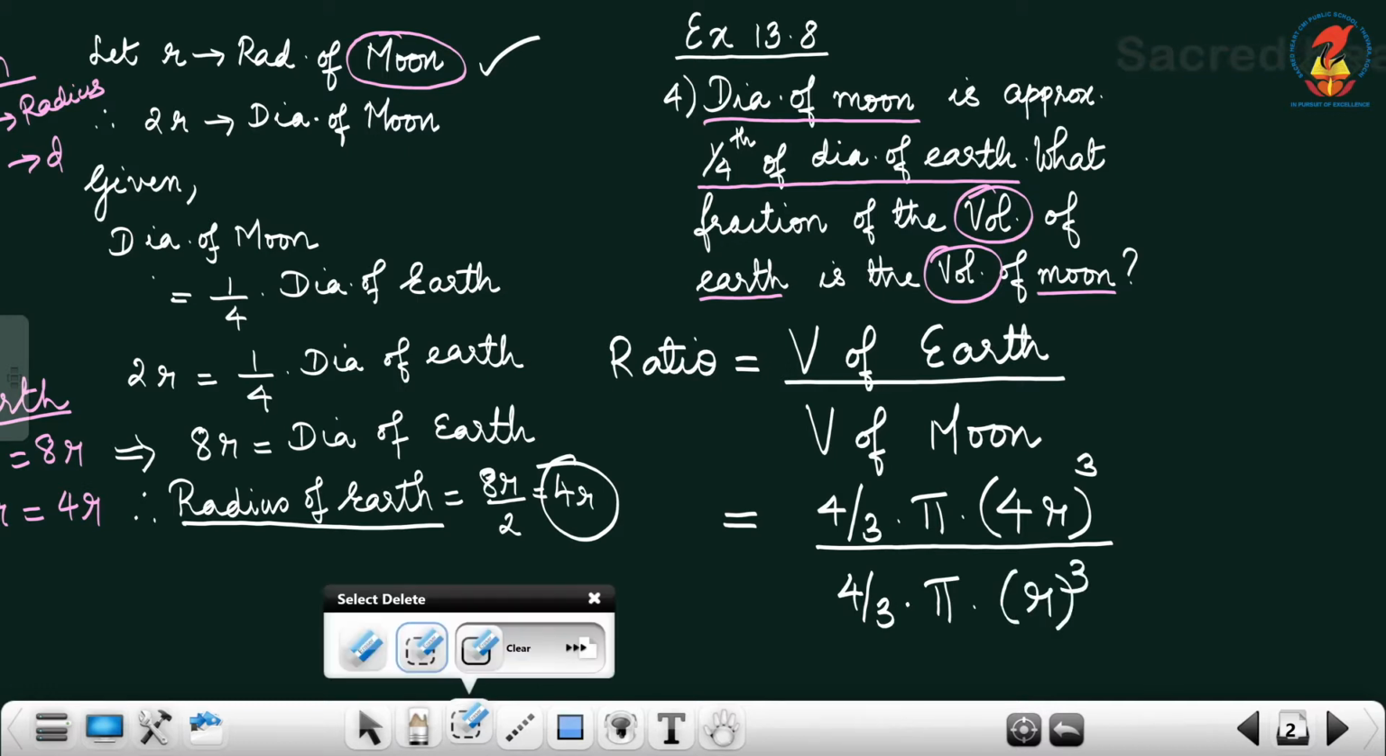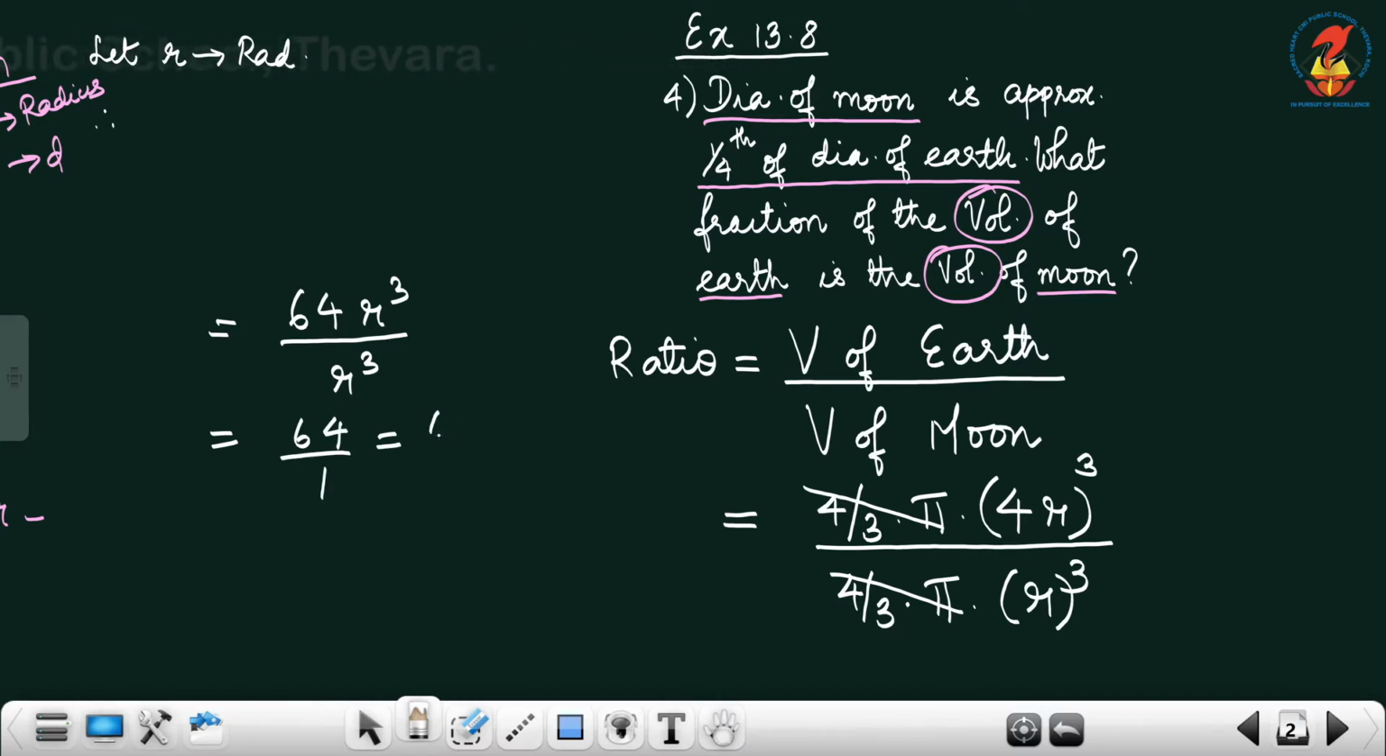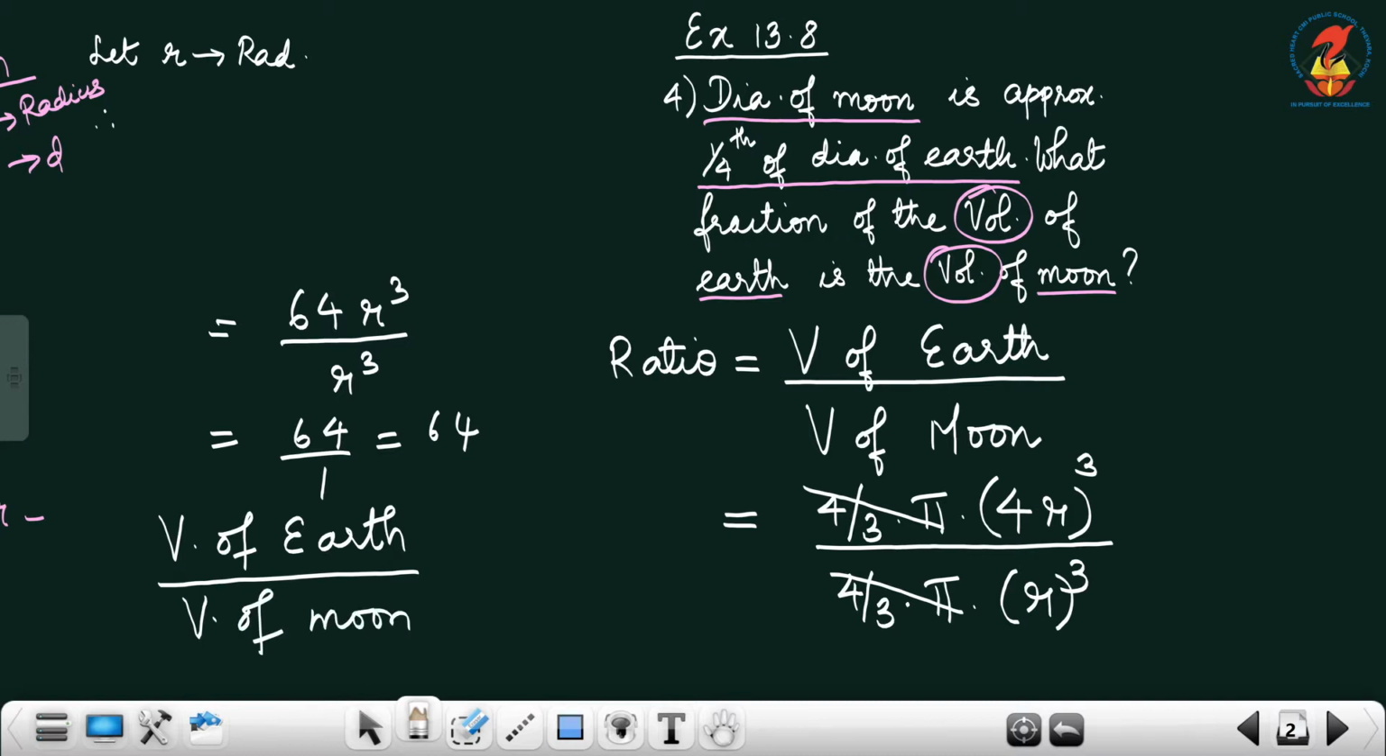R cube. We can cancel off 4 by 3 pi. 4 by 3 pi gets cancelled. 4r the whole cube, 64r cube by r cube. Then r cube and r cube get cancelled. You will get the answer as 64 by 1, which is equal to 64. That means volume of the earth by volume of the moon is equal to 64.